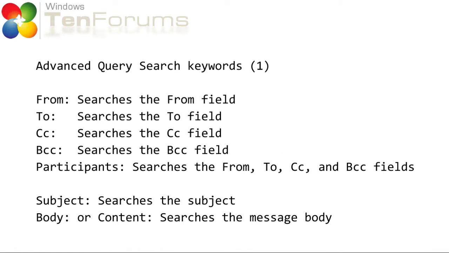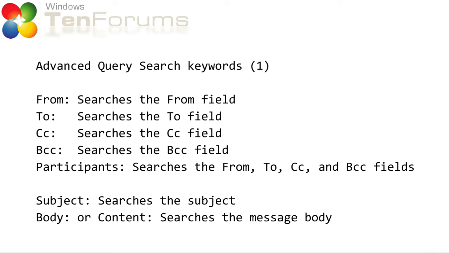An AQS search consists of one or more keywords with a colon immediately after each keyword, then the value you want to search for. Quite a common keyword to use is the from keyword. So you'd use the word from, then a colon, then the name of the person or organisation sending you the email. You can also search the email fields for to, CC or BCC, or you can use the word participants, which will search for all of the above.